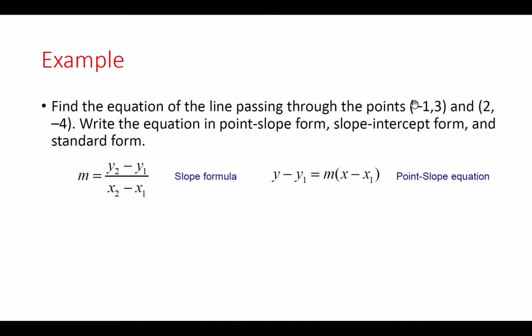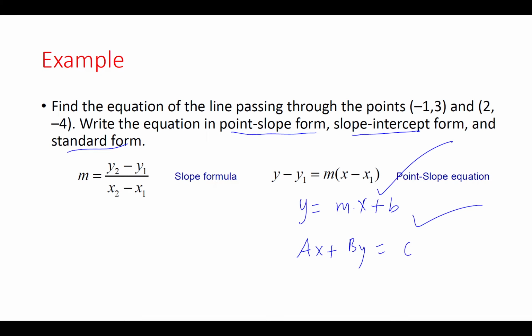Find the equation of the line passing through these 2 points. Write the equation in point slope form, slope intercept form, and standard form. Remember, point slope form means this one: y minus y1 equals m times x minus x1. Slope intercept form means y equals m times x plus b. That's your slope intercept form. And standard form means you bring everything x and y on the left side and then the constant on the right side. So these are the three different forms for the same equation.